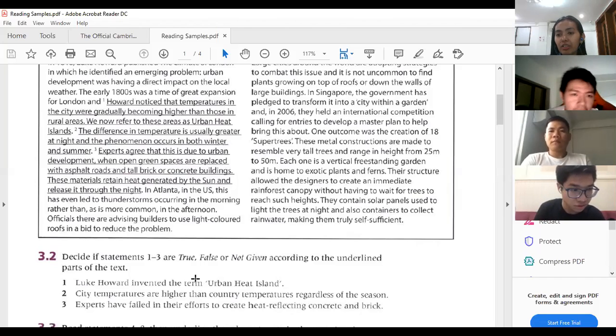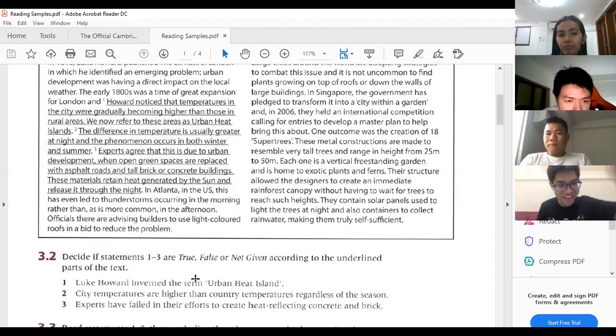Lane, do you agree with the 2 ideas? I think it's false. Why false? Because they said we, but not Luke Howard. But in the first sentence, they mentioned Luke Howard too. Like Howard noticed the temperatures in the city. I think it's not that he invented it, right?